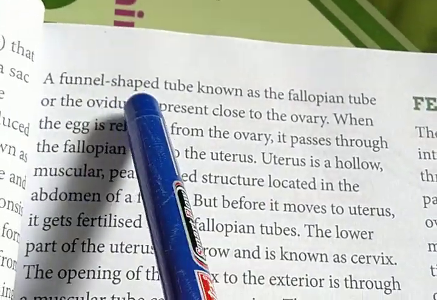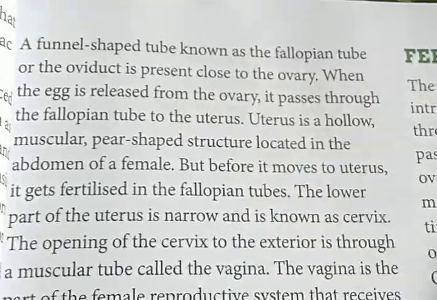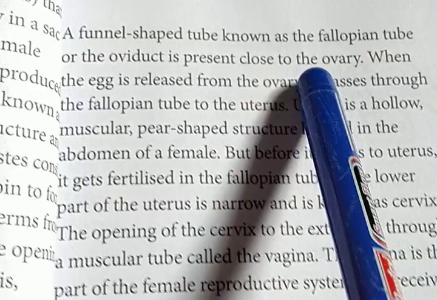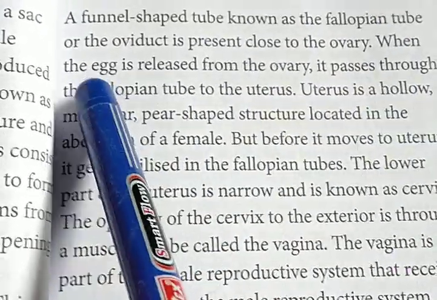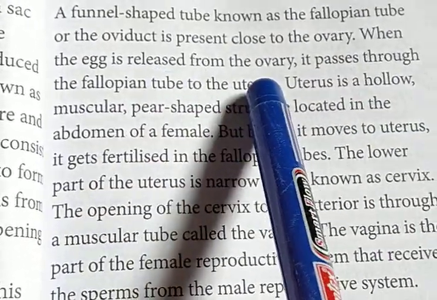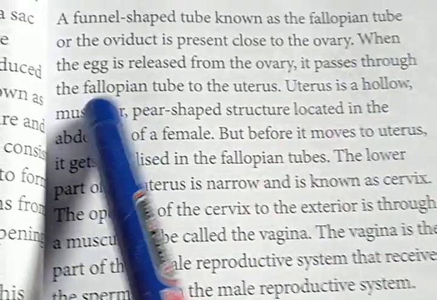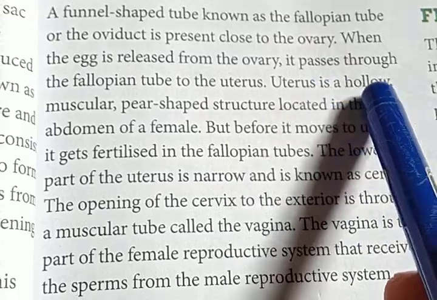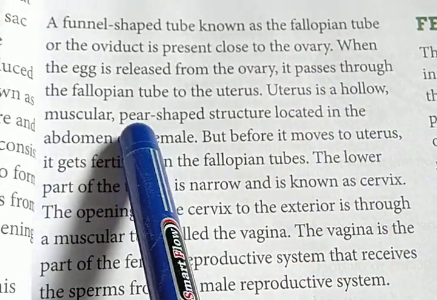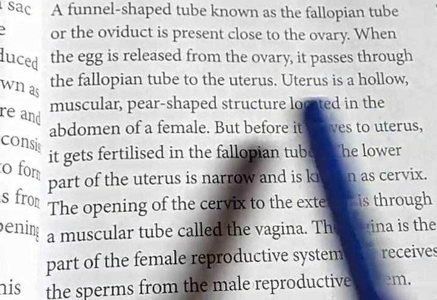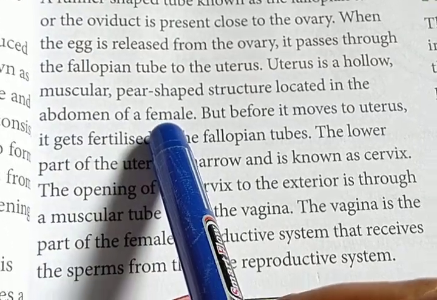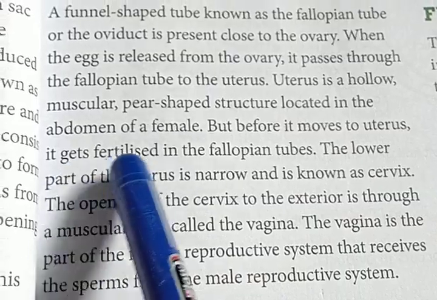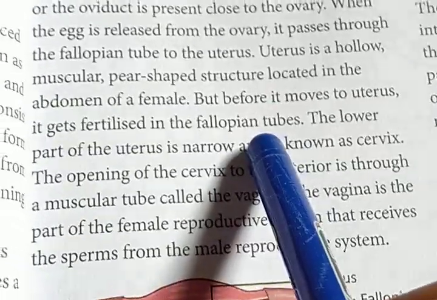A funnel-shaped tube known as the fallopian tube or oviduct is present close to the ovary. When the egg is released from the ovary, it passes through the fallopian tube to the uterus. The uterus is a hollow, muscular, pear-shaped structure located in the abdomen of the female. But before it moves to the uterus, it gets fertilized in the fallopian tubes.